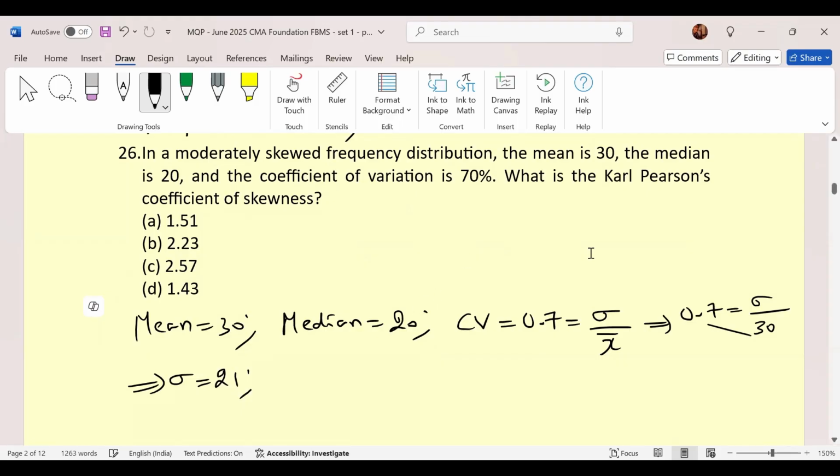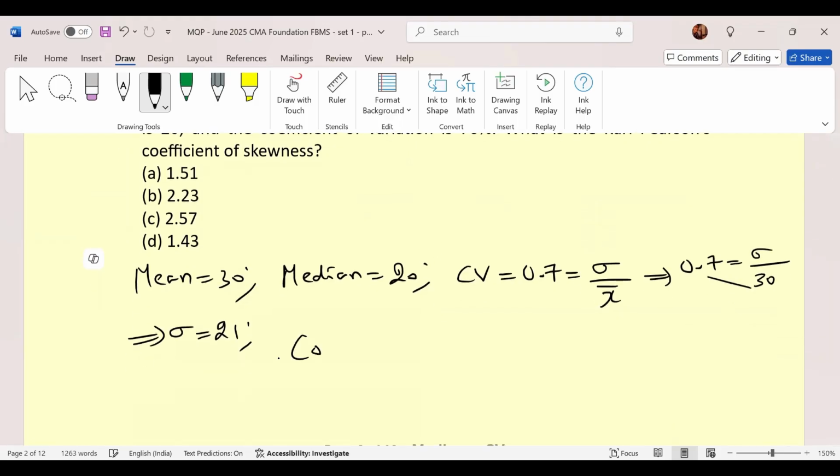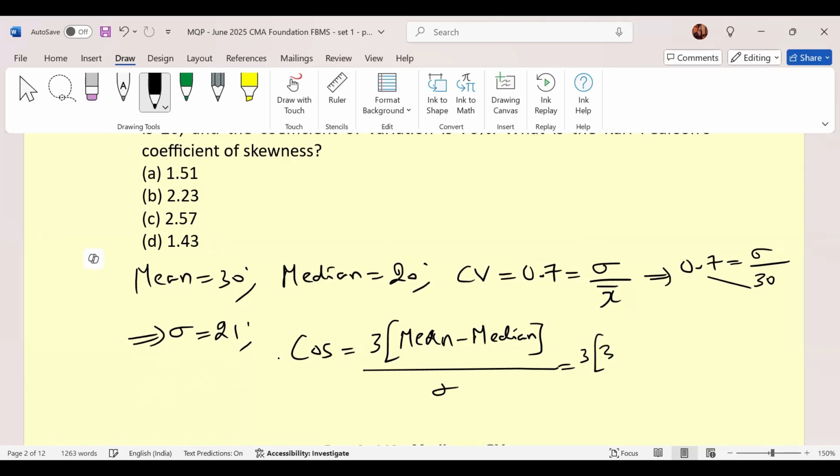Now we need to find out the coefficient of skewness. Coefficient of skewness when mean and median are known is 3 times mean minus median divided by sigma. That is 3 times 30 minus 20 divided by 21. That becomes 10 by 7. 10 by 7 we get 1.43. That is our option D. Further problems, or questions, we will do in our next video.